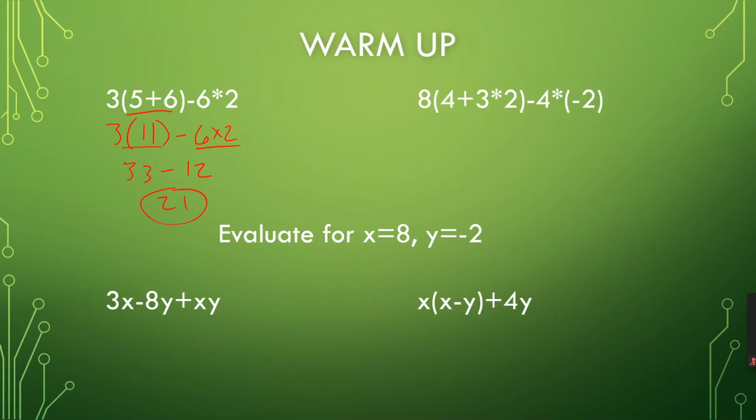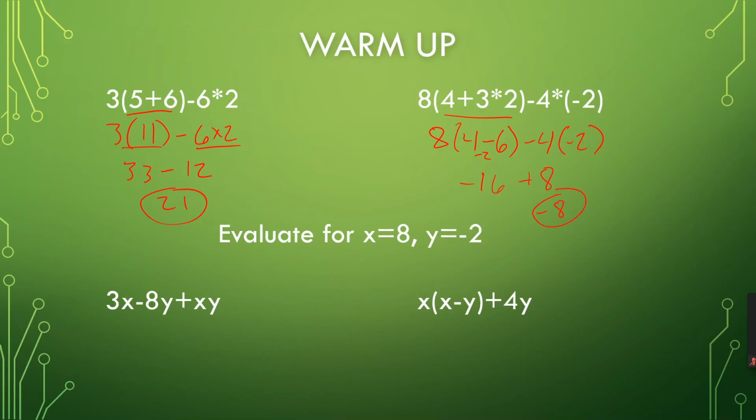Second one, start inside your parentheses. So we start inside here. Inside here, we do have multiplication. So we have 8 times 4 plus 3 times 2, which is 6, minus 4 times a negative 2. I'm going to simplify here. 4 minus 6 is going to be negative 2. So negative 2 times 8 is negative 16. Negative 4 and negative 2 is going to be a positive 8. So negative 16 and positive 8 is going to be negative 8.